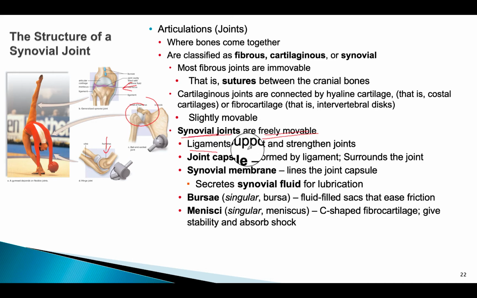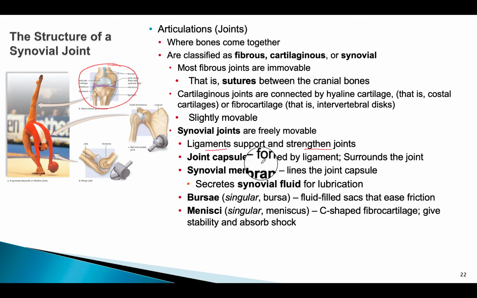They have ligaments that will support and strengthen these joints. They contain a joint capsule. Looking at our figure over here, this is what I want you to focus on. Ligaments support and strengthen the joints. Here is an example of a ligament right over here. It is supporting this knee medially. There's also another ligament over here that is supporting this knee laterally.